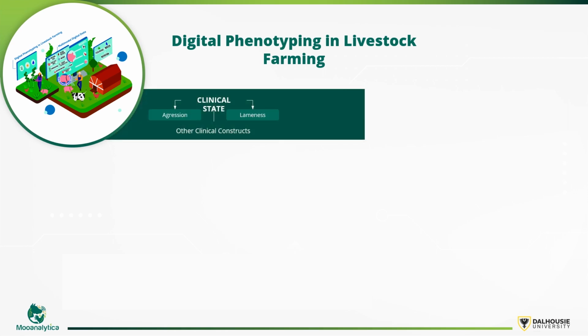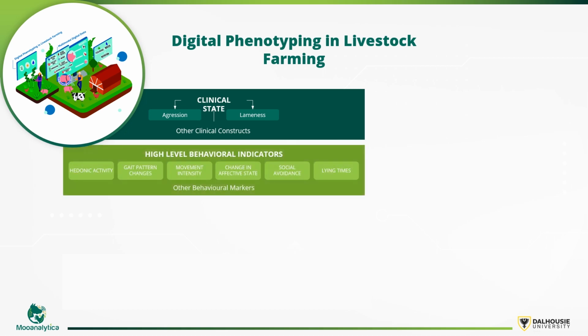So we can delve into clinical constructs, such as aggression and lameness, which can provide very detailed insights about indicators of animal welfare, both positive, neutral, and negative indicators, and also the productivity indices of the farm animals. It's very interdependent. There are many components associated with phenotyping.